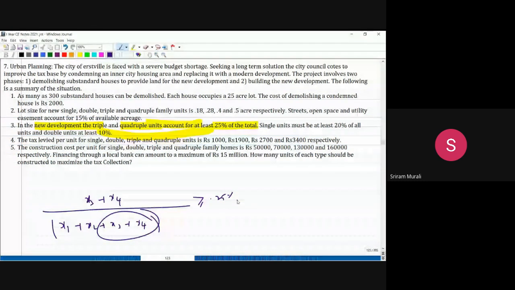We don't know how many units I am going to construct in 1-story, 2-story, 3-story. That is what x1, x2, x3, x4 are. In which x3 plus x4 should be 25% of the total. Have you understood?